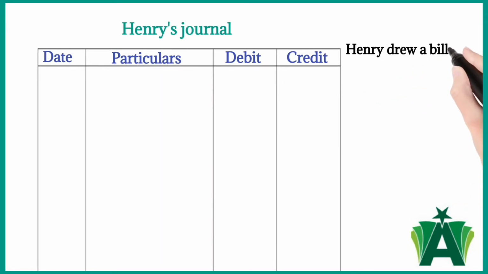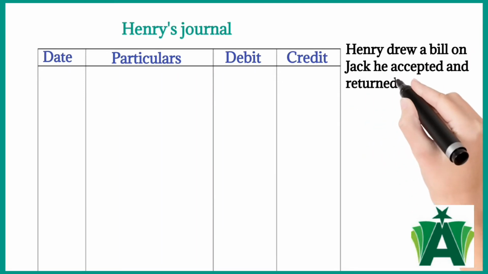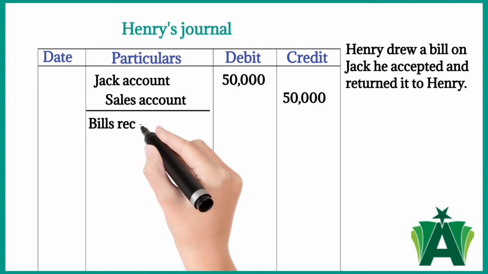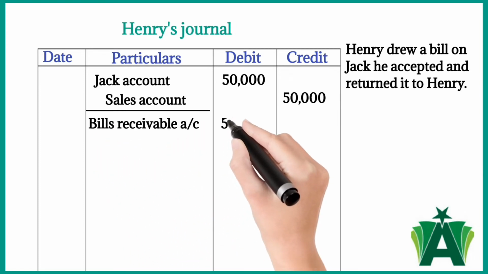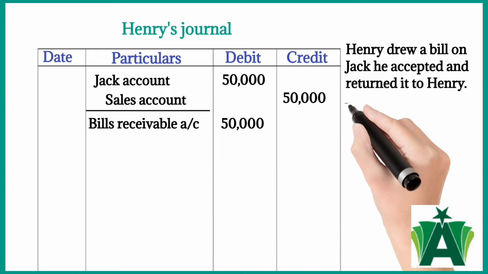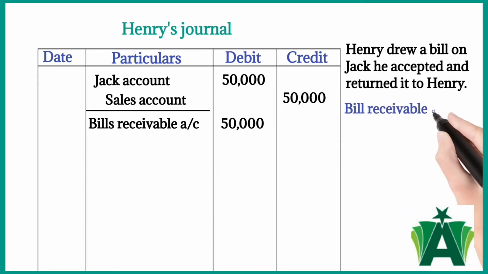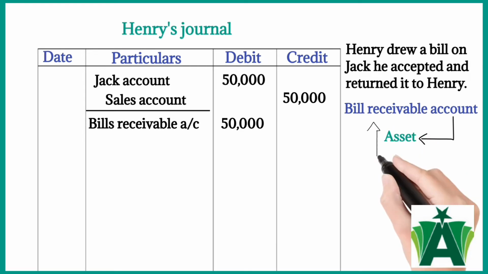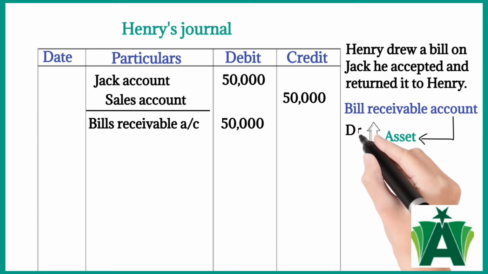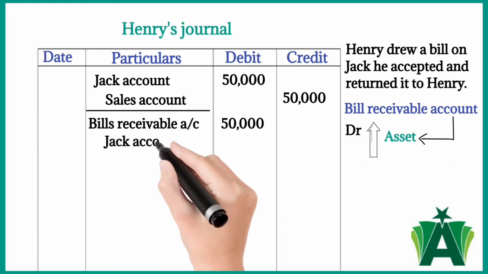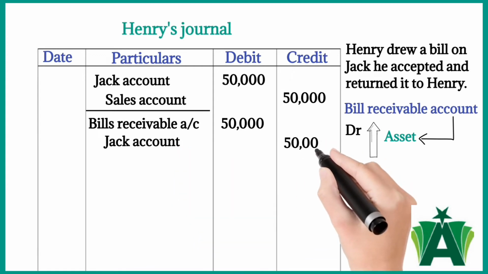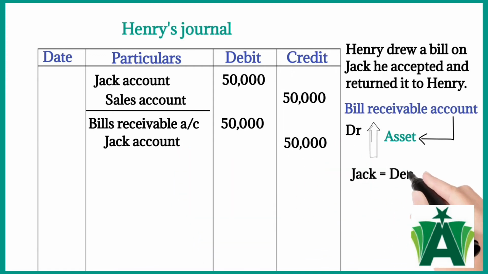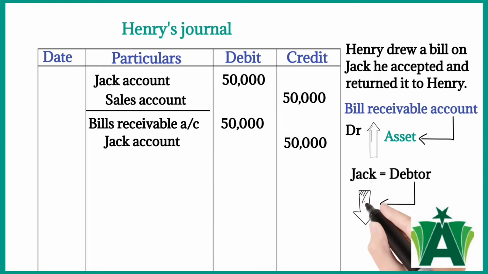Henry drew a bill on Jack. He accepted and returned it to Henry. In this transaction, bills receivable account is debited with the amount of $50,000, because bills receivable account nature is an asset. When asset increased in business, account is to be debited. Jack account is credit with the amount of $50,000. Jack is a debtor. When debtor decreased in business, account is to be credited.